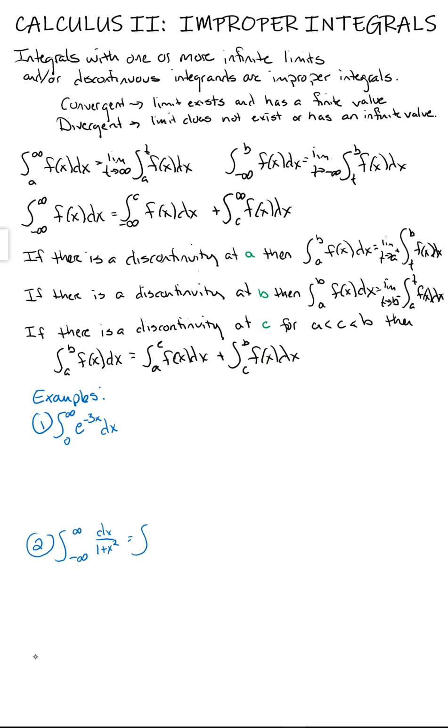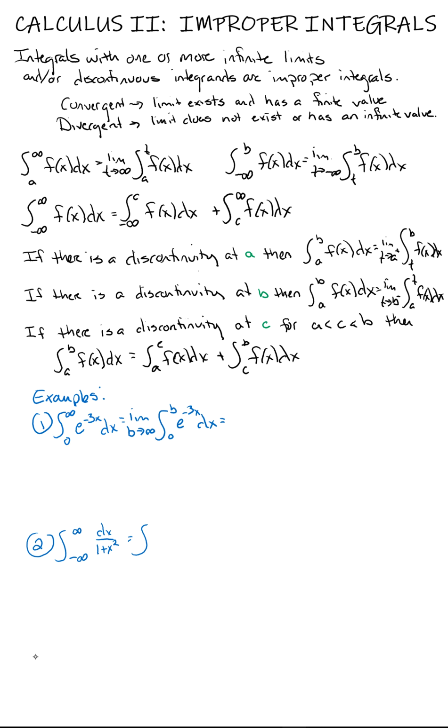Let's try some examples. Let's take a look at the integral from 0 to infinity of e to the negative 3x dx. So the first thing we're going to do is set this up as a limit. We're going to take the limit, I'll say as b goes to infinity, of the integral from 0 to b of e to the negative 3x dx.